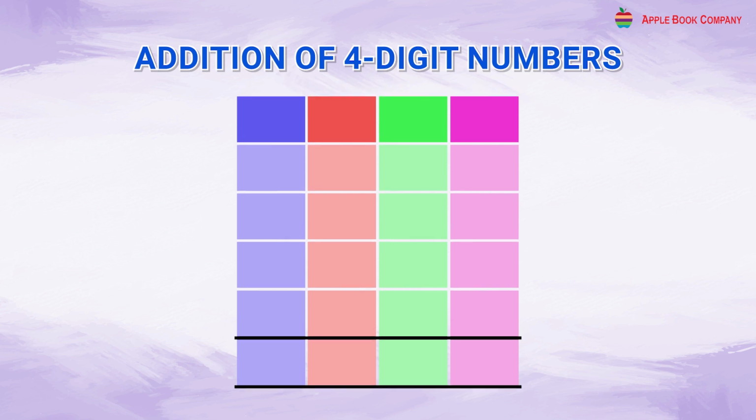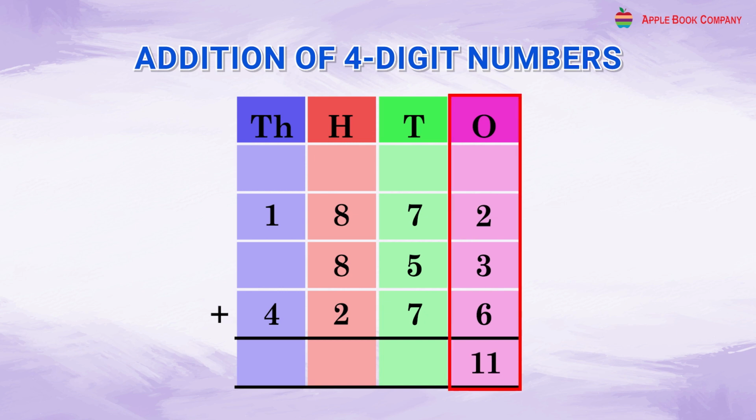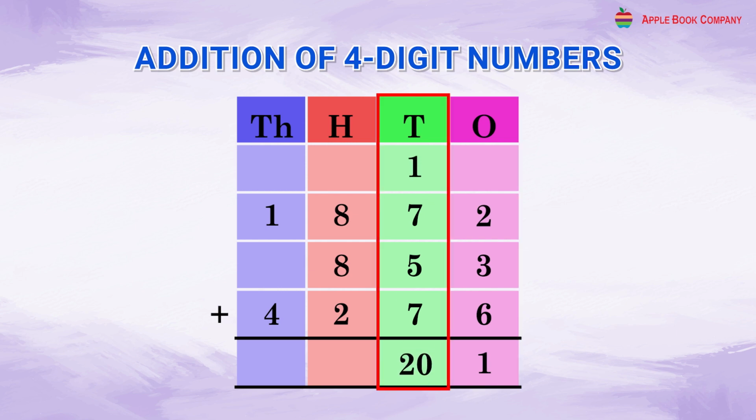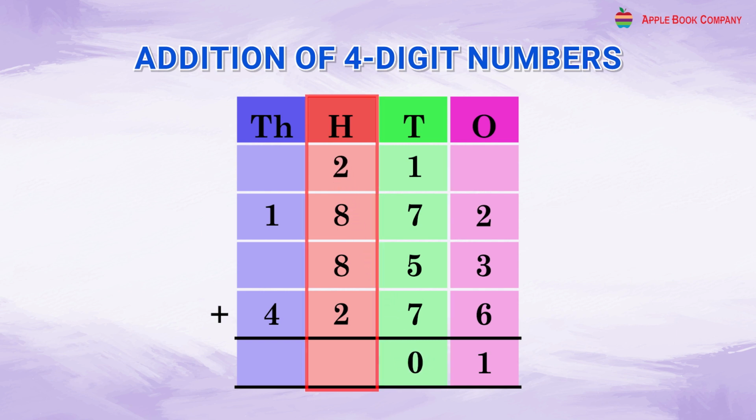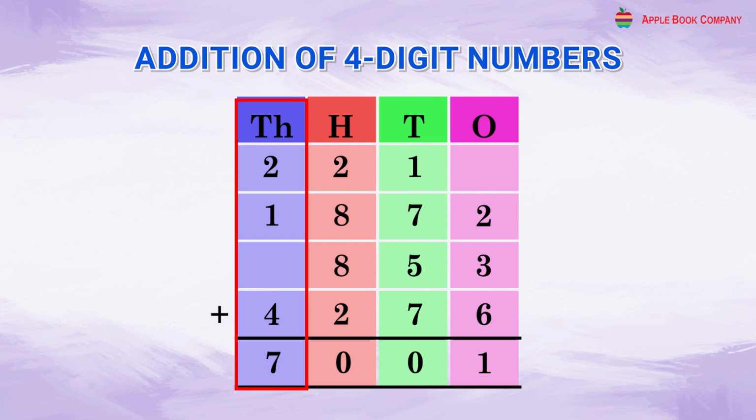In the next example, after writing the numbers in columns, let's add from ones. 2 plus 3 plus 6 is 11. Carry 1 to tens place. 1 plus 7 plus 5 plus 7 is 20. Carry 2 to hundreds place. 2 plus 8 plus 8 plus 2 is 20. Carry 2 to thousands place. 2 plus 1 plus 4 is 7. The total is 7001.